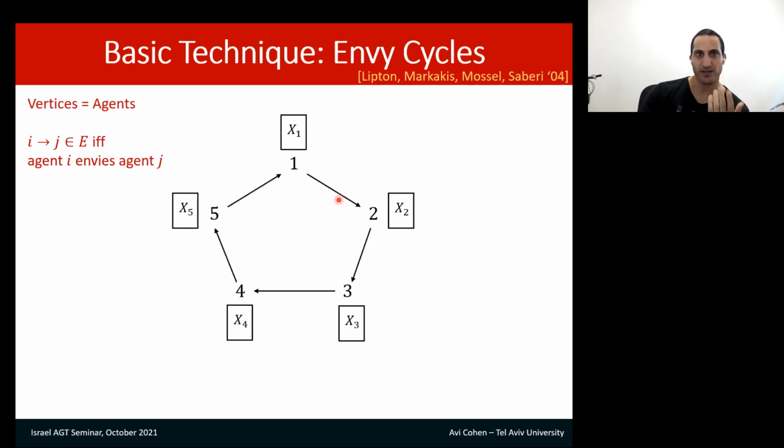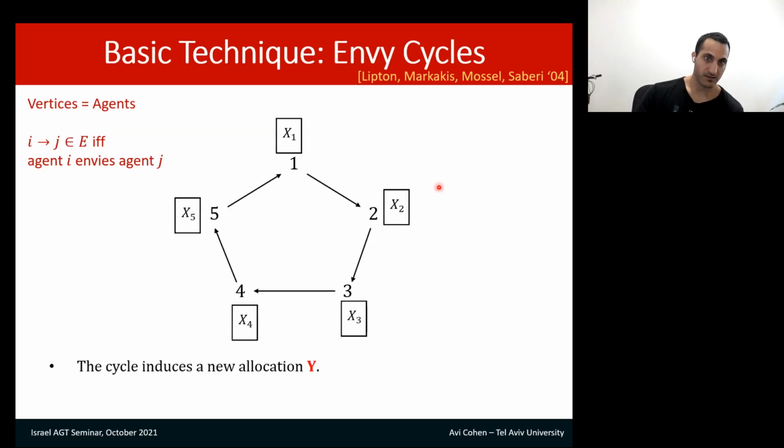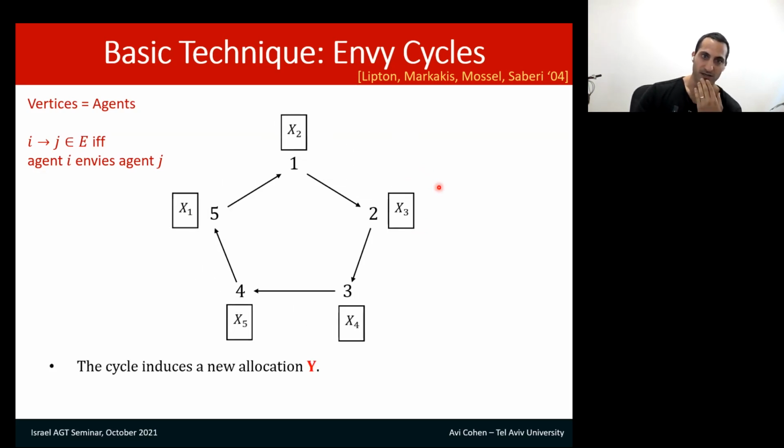Okay, so how do we find the Pareto dominating EFX allocation? The most basic technique is using envy cycles. Consider the graph that has agents at vertices and an edge from i to j if agent i envies agent j. Now we can just reallocate the bundles along that cycle backwards, and so we get a new allocation.